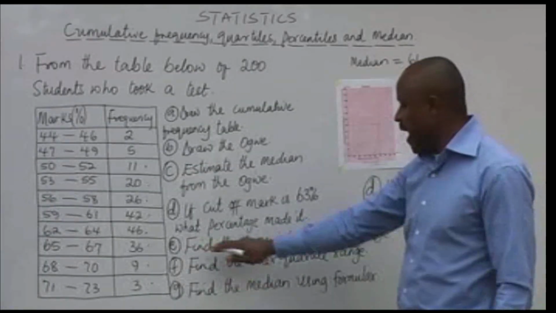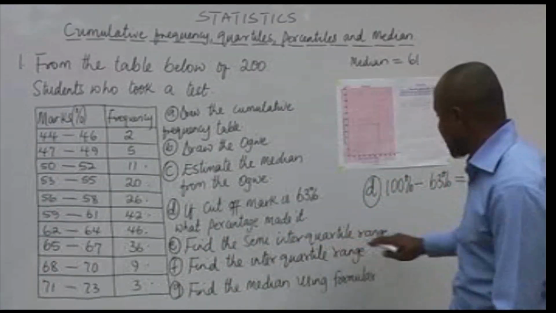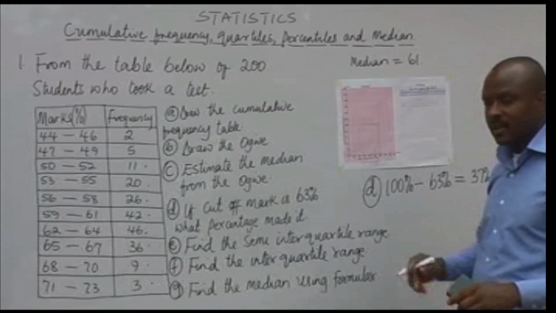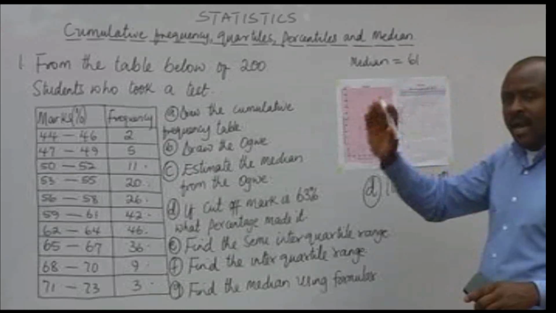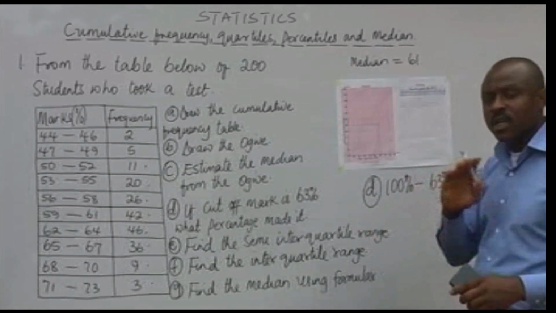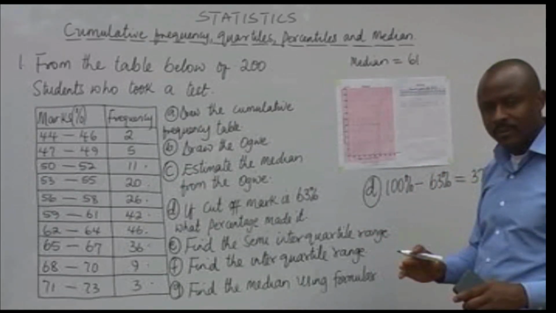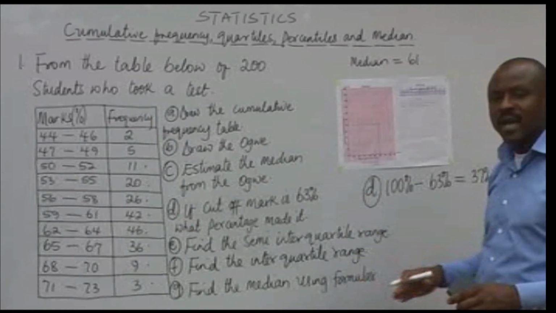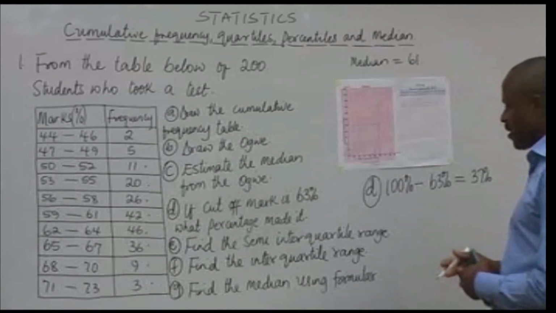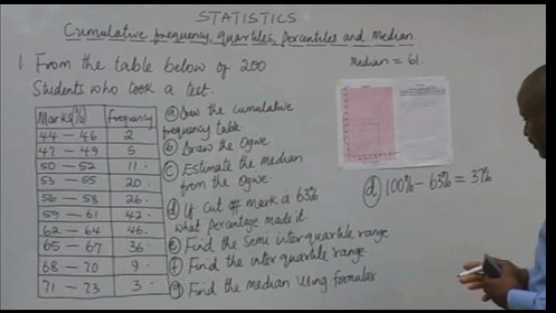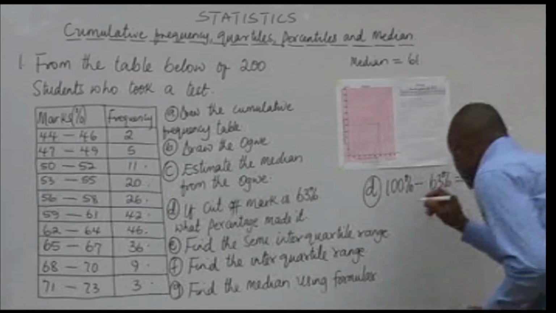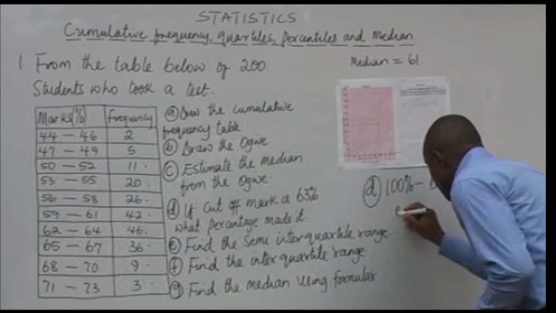Question E said you should find the semi-interquartile range. Semi-interquartile: the upper quartile minus the lower quartile, divided by 2, will give you the semi-interquartile range. First of all, let's calculate the upper quartile. Upper quartile can be calculated. So this is our E.